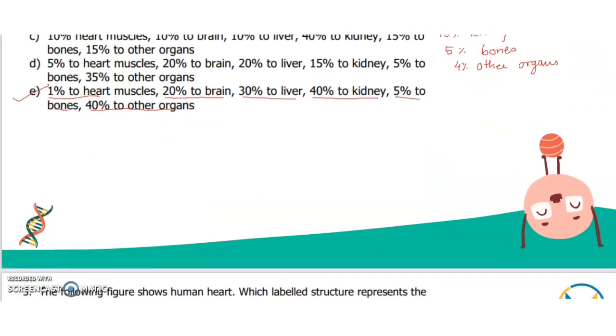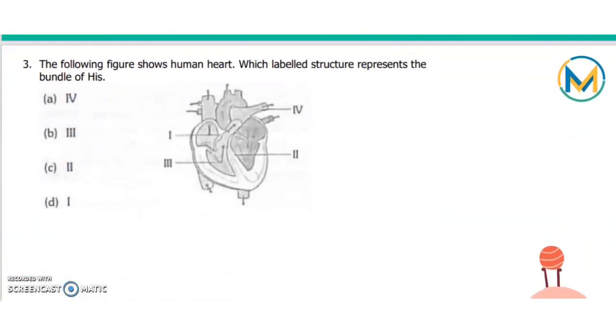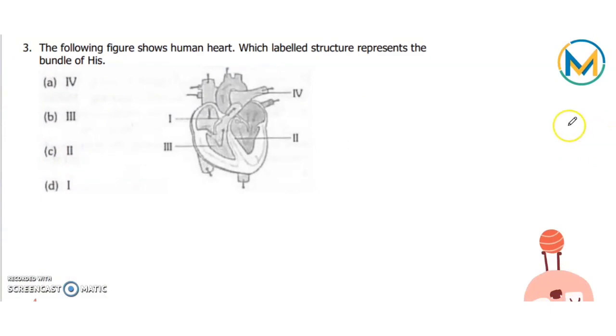Next question. The following figure shows human heart, which labeled structure represents the bundle of His. Okay. Now here, the bundle of His is a collection of heart muscle cells specialized for electrical conduction that transmits the electrical impulses from AV node, that is located between the atria and the ventricle.